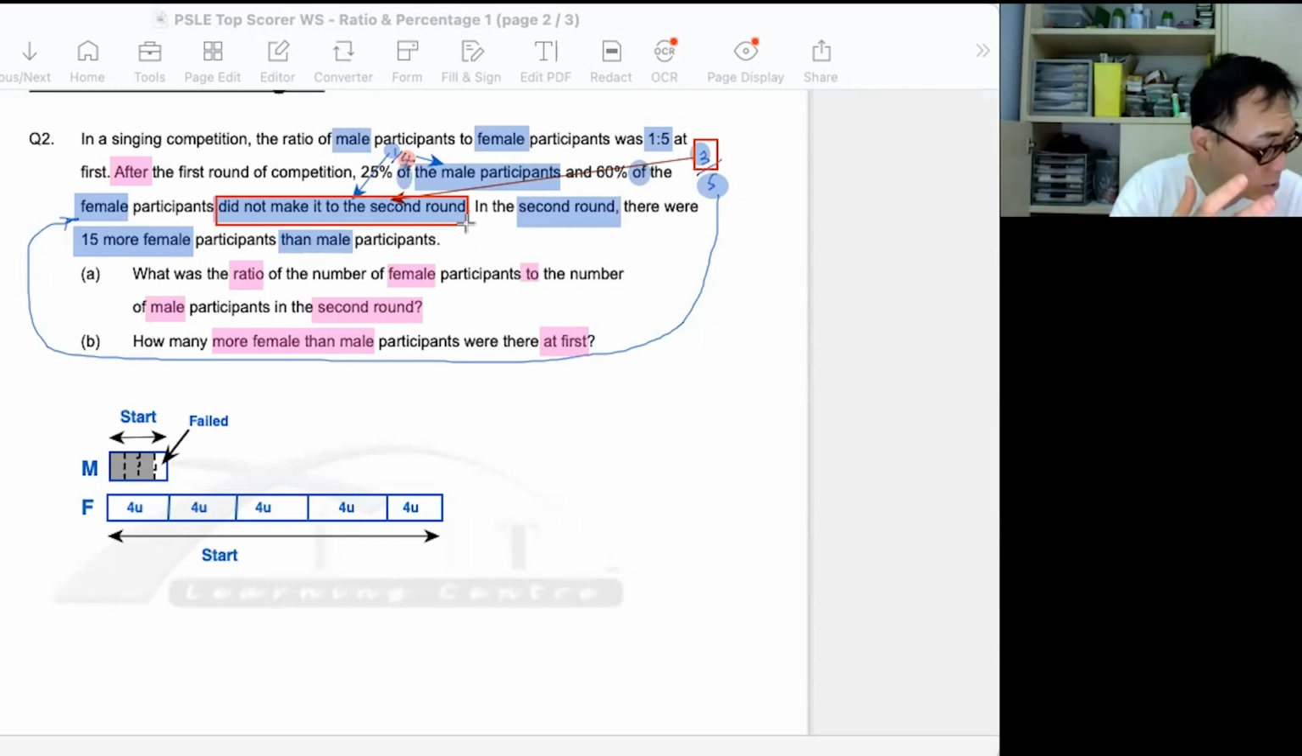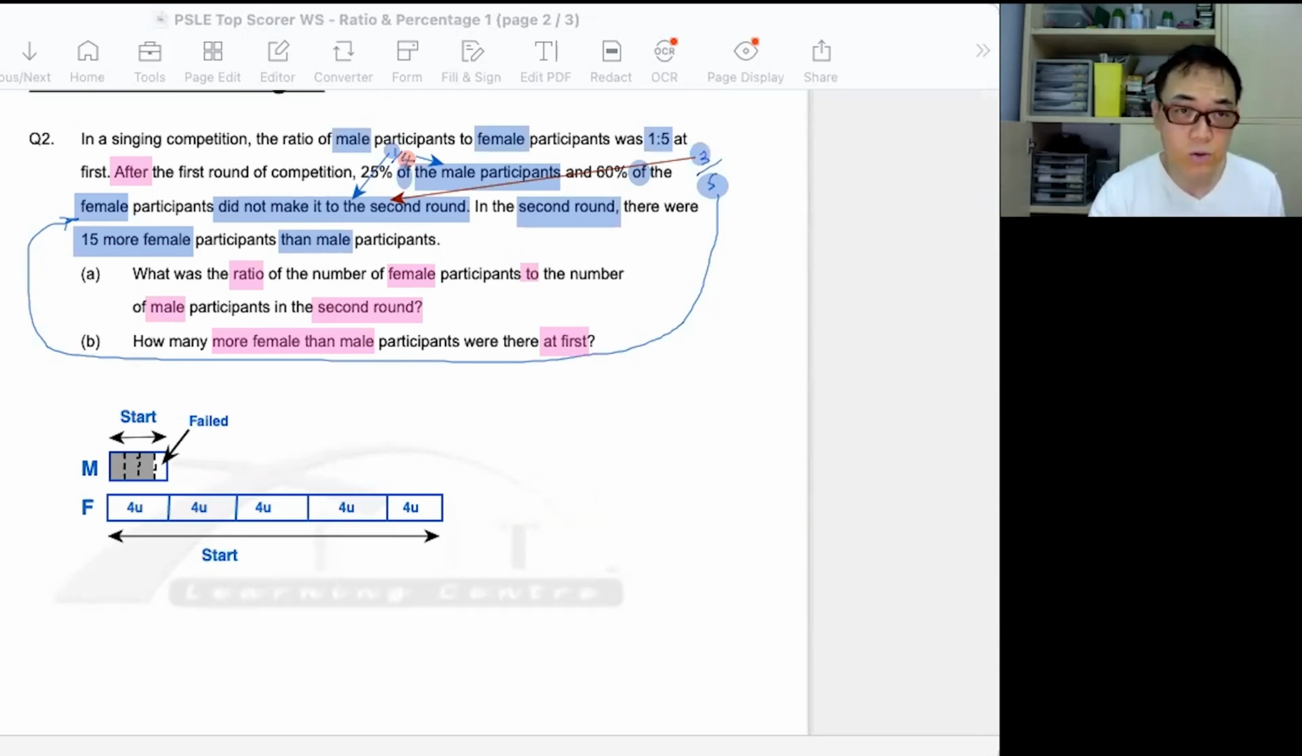There are 5, and out of the 5, 3 did not make it. So how many made it? You either make it or you don't make it. So if there are 5, look at my hands. If there are 5 and 3 did not make it, how many made it? Okay, so that means these are the ones who did not make it, these are the ones who made it.